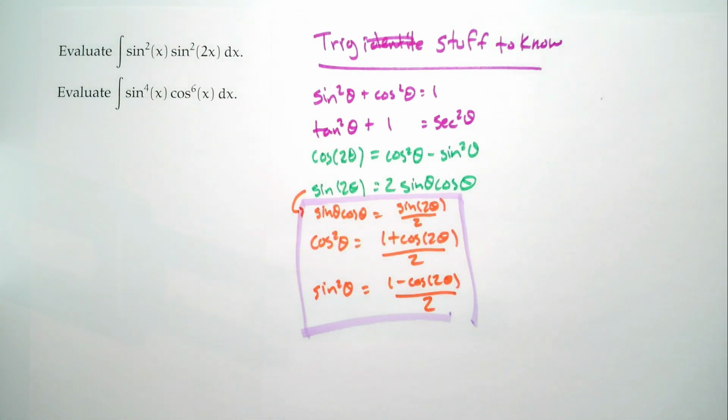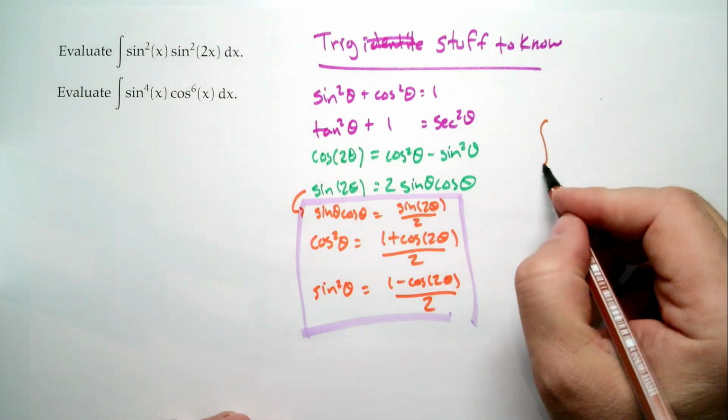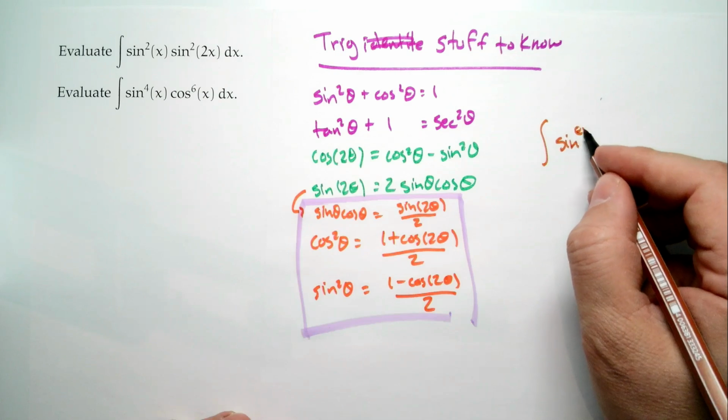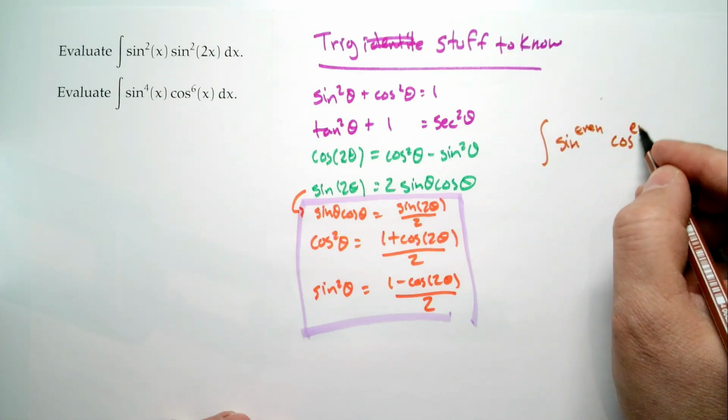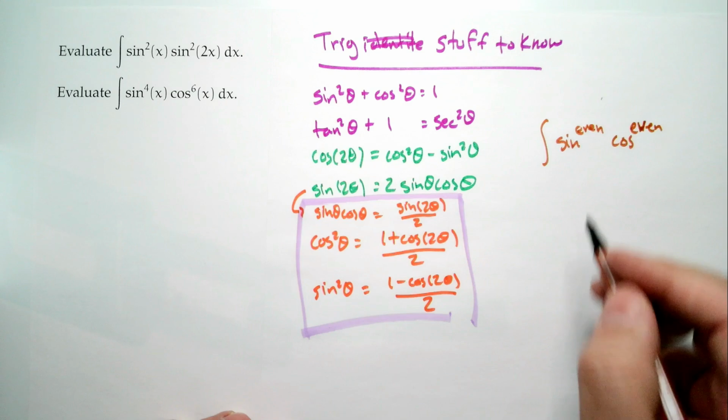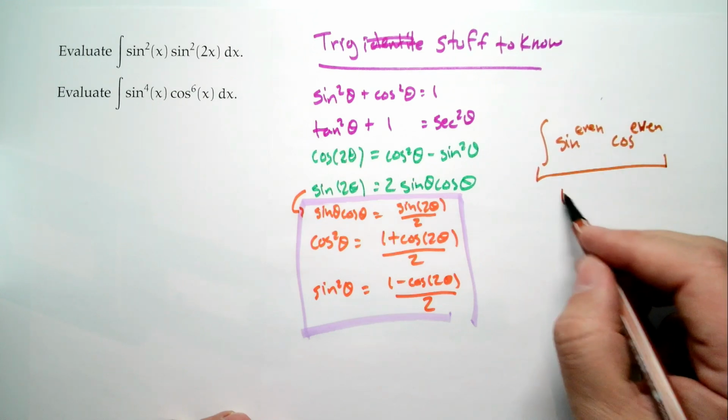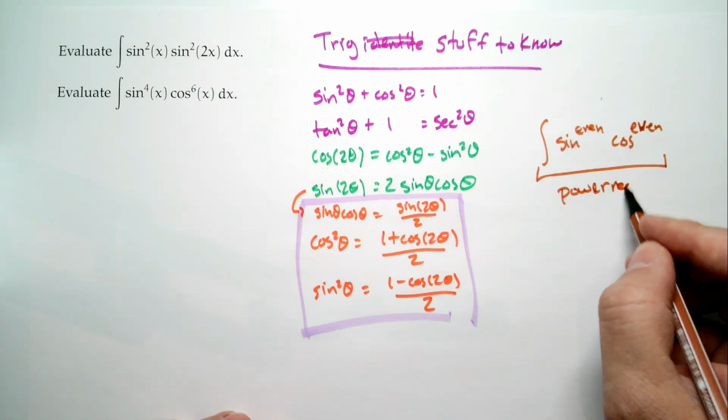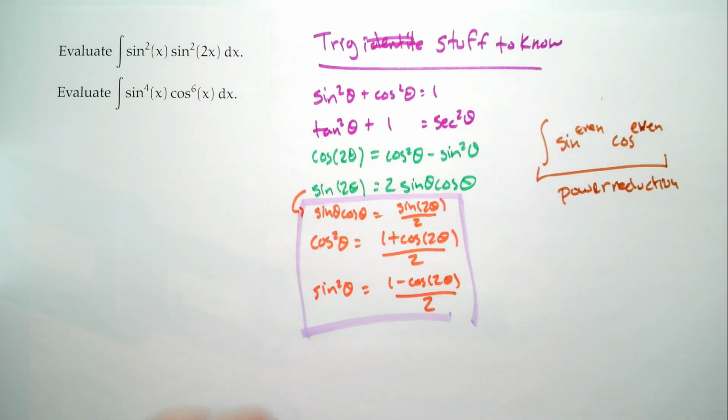All right. So with that in mind, what's our goal? Well, when we're doing power reduction, here's our basic problem. We have the integral of sine to an even power, cosine to an even power. So if you see that, you need to do power reduction. If either one of them is odd, no power reduction will occur. So that's when we use power reduction: when both the sine and the cosine are to an even power.